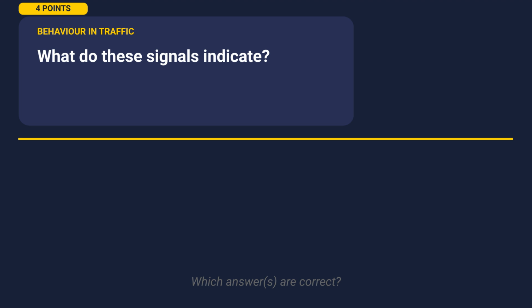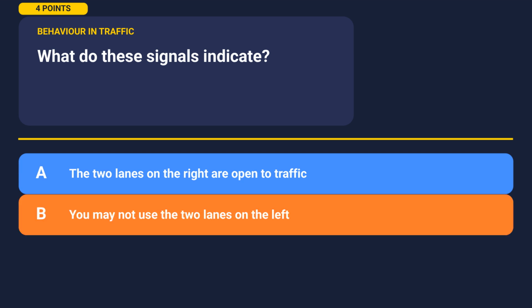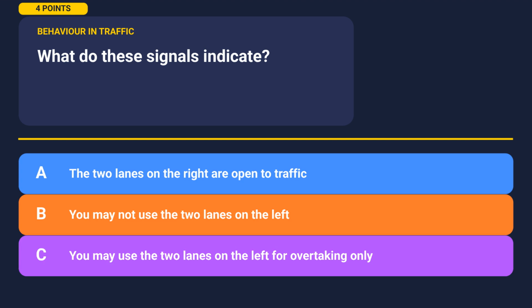Here's the next one for you. What do these signals indicate? Take a moment to look at the options. Option A: the two lanes on the right are open to traffic. Option B: you may not use the two lanes on the left. Option C: you may use the two lanes on the left for overtaking only. Pause here if you want to think about it. Once you've decided, let's continue.